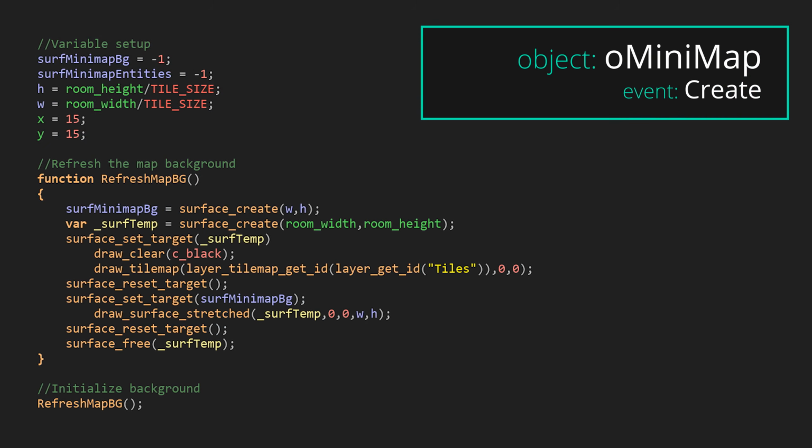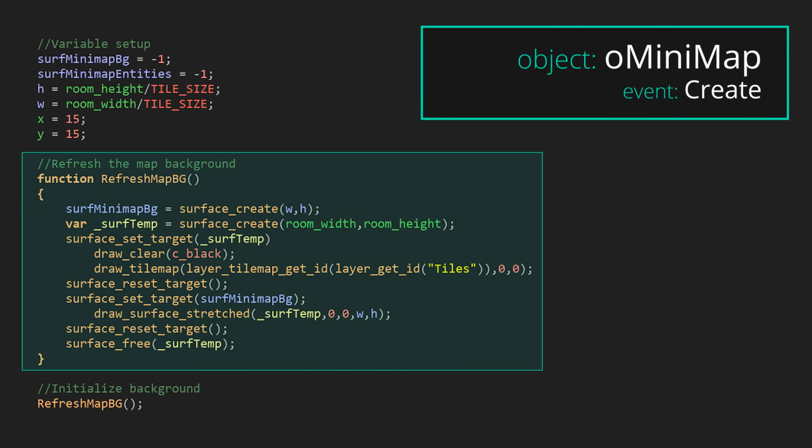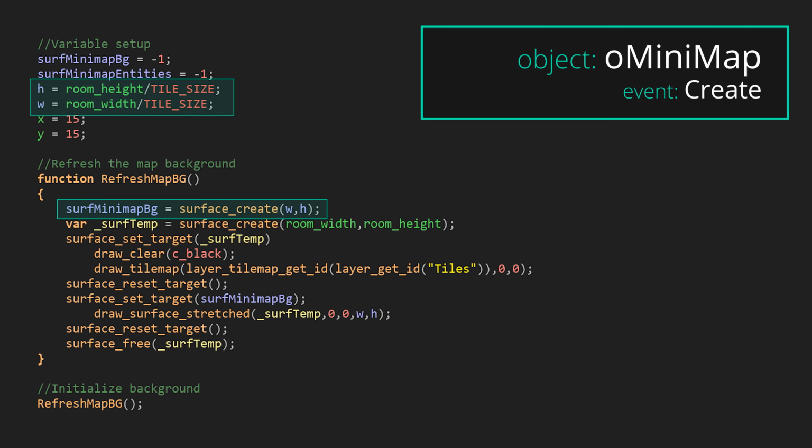So in this minimap object that I've created to handle the whole minimap, I've made a function that will do just that. We make a surface the size we want our minimap to be. For me, I'm using a modified room from my RPG series, link in the description, and it's a pixel art game with tiled artwork, so a very convenient size is just the room size divided by the size of my tiles. In this case 16 pixels.